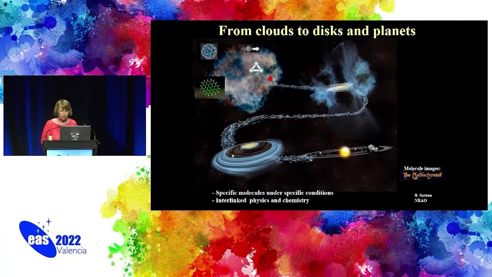PAHs and C60 that you see over there. But then when you go to the denser clouds, that's where you start to see the molecular complexity, long carbon chains, saturated molecules, water, of course, a very prominent role in all of this. Then you go to the disk stage, when the envelope has dissipated, you have a young star who is still surrounded by its disk, in which the planets may form.